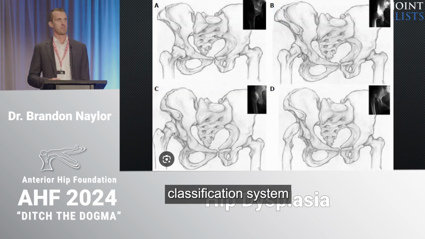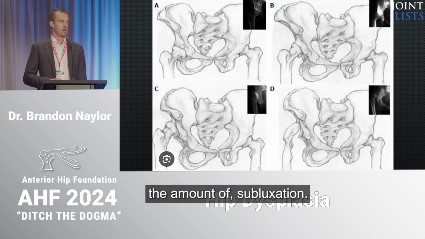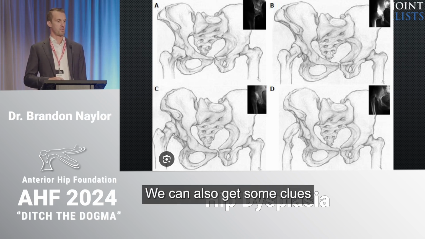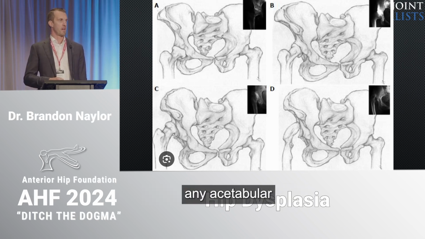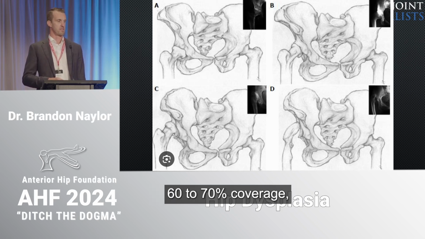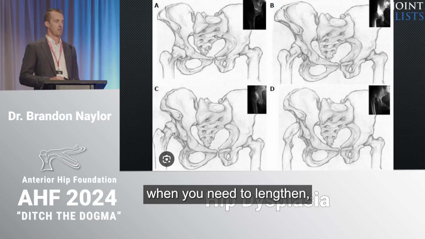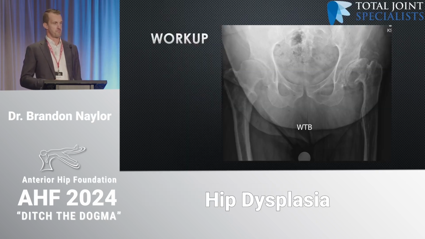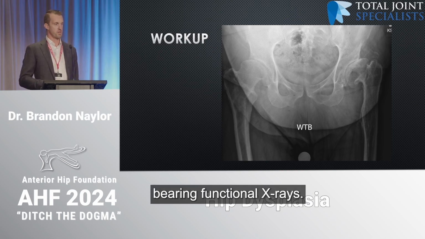Fortunately, we have a nice classification system to help quantify the amount of subluxation. We can also get some clues as to whether we'll need any acetabular augmentation, typically needed when you have less than 60 to 70% cup coverage, or leg shortening osteotomy, typically needed when you need to lengthen at least 3 to 4 centimeters. So our standard workup is to get some weight-bearing functional x-rays.